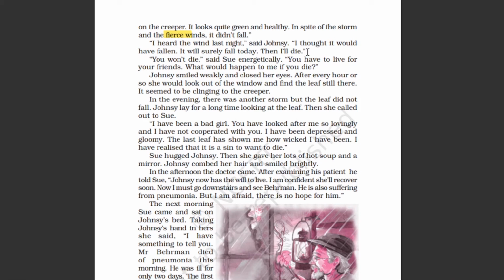See the negative thinking of Johnsy, that the wind which was blowing last night was very hard and she thought that it would have fallen. But she said that now if it has not fallen yesterday, it will surely fall today, and at that moment she will also die.